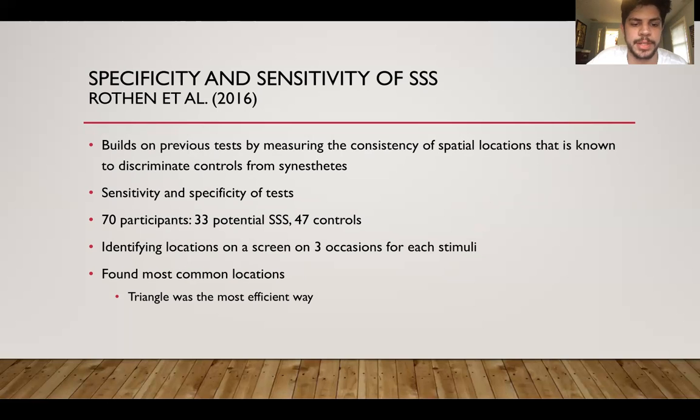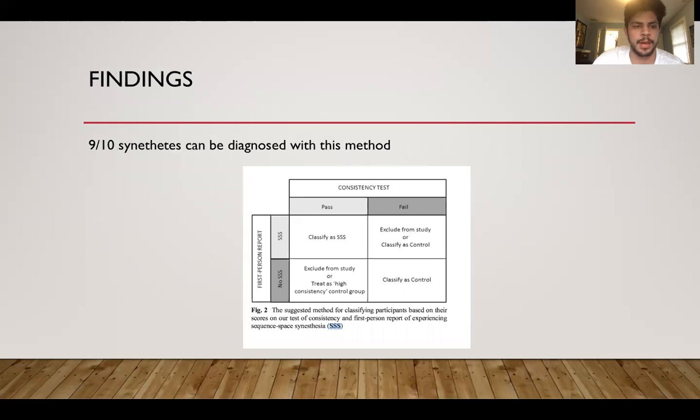So they had 70 participants, 33 potential SSS, and then 47 controls. So this was fairly decent sized. They would identify locations on a screen, 3 occasions for each stimulus, and find the frequency of each location, and they did this through triangulation. This is a chart that they would use to diagnose it, and they found that 9 out of 10 synesthetes can be diagnosed through this method.